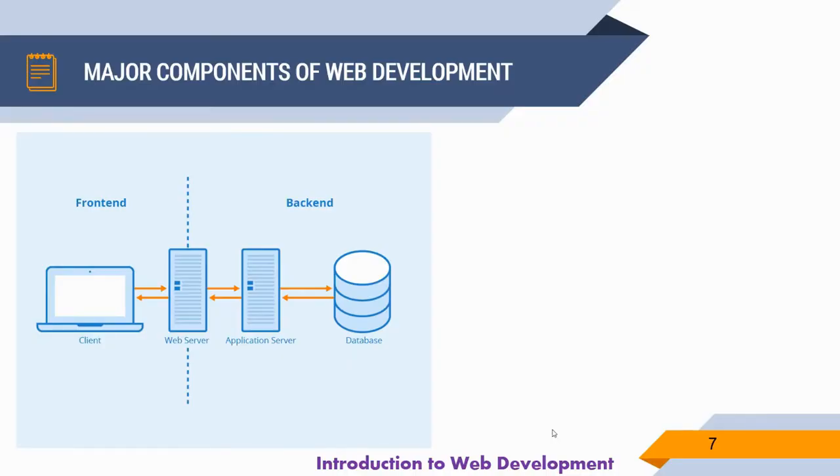As far as web development is concerned, there are three major components. The first one is front end development, which is also known as client side development. The second is back end development, which is also known as server side development, while the last part is the database. The database is where the data and other information are stored.